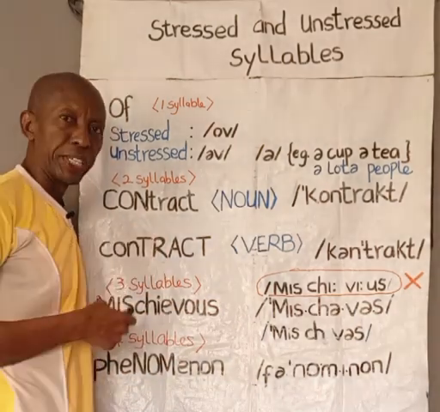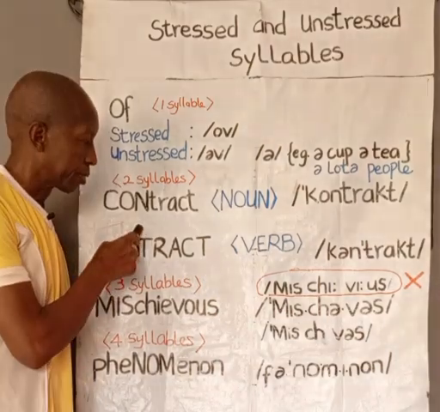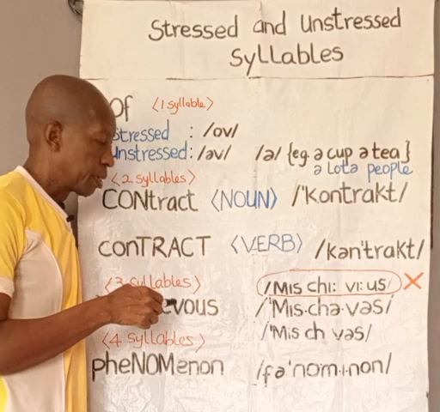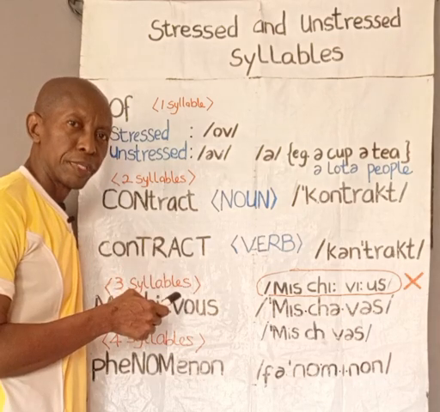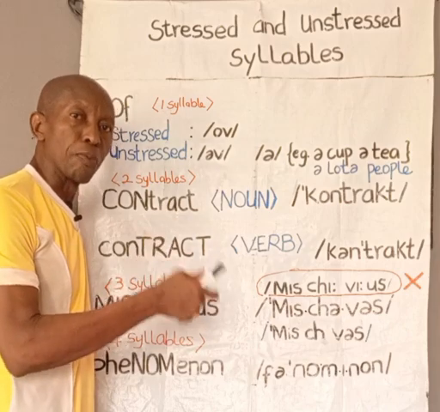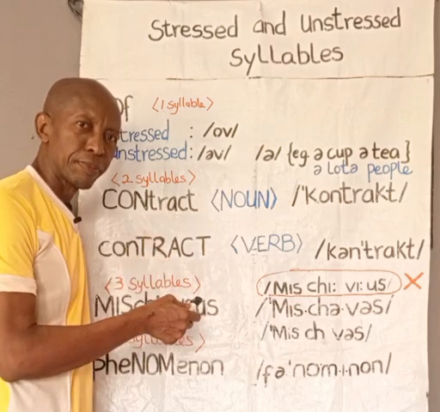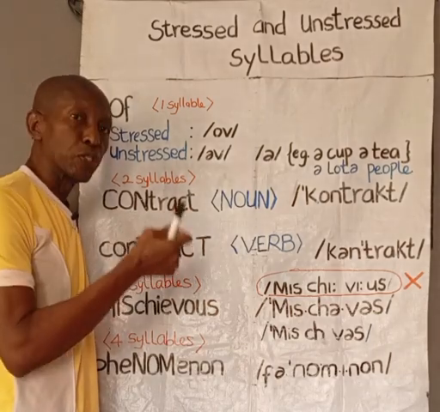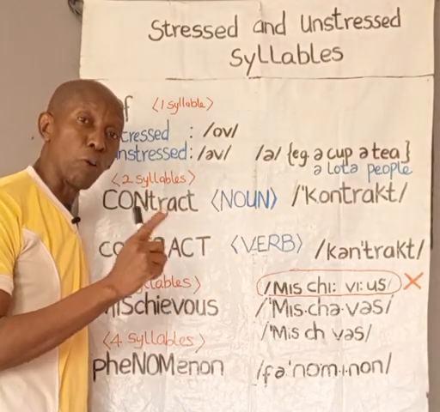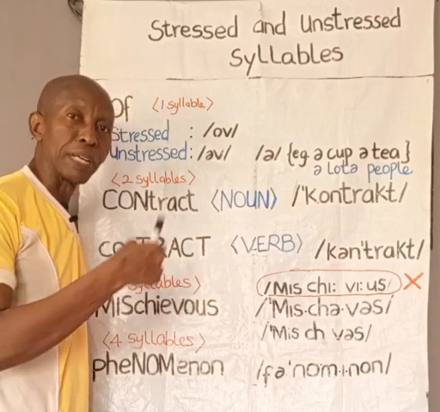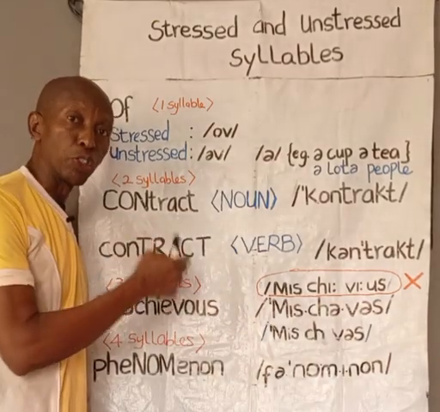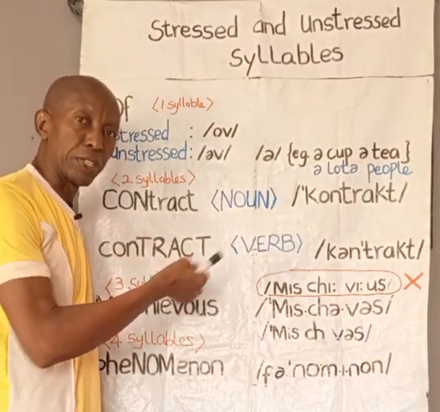Let's consider the next word here. This is an interesting one. It comes in 2 forms. One is a noun, the other one is a verb. When it is a noun, it is pronounced differently from when it is a verb. This word has 2 syllables in it, and the rule is that when a word has more than 1 syllable, one must be louder than the other. So the question is, which of these syllables is going to be louder?